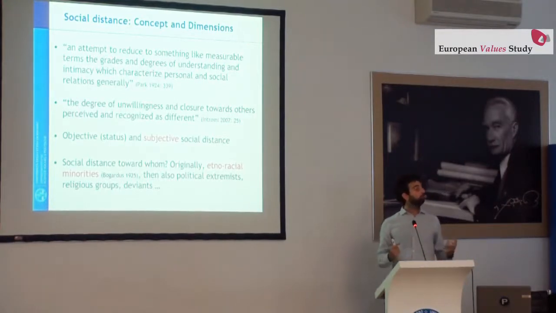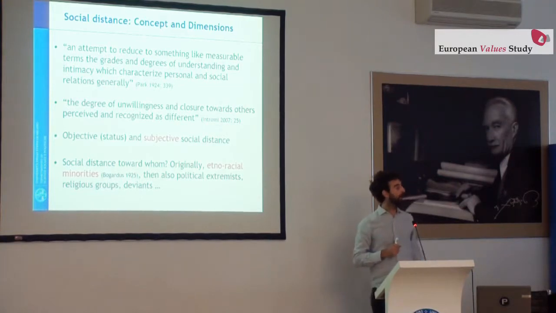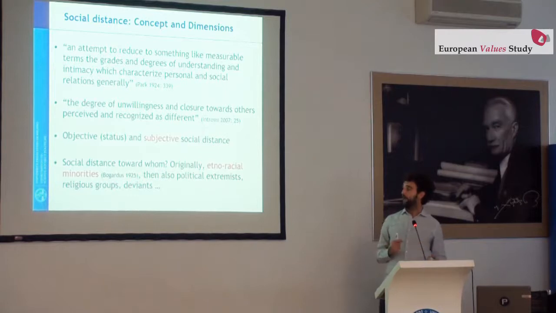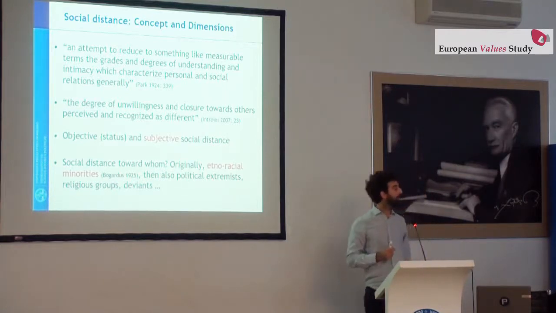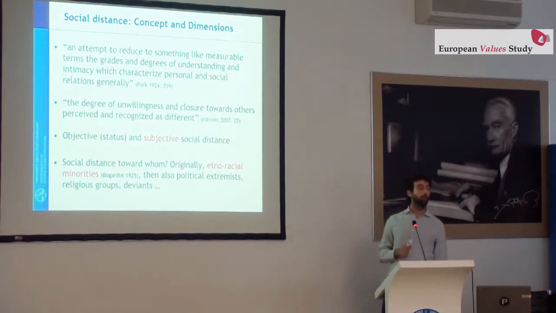Two main dimensions of social distance were recognized: a subjective one and an objective one. The European Values Study basically measured the subjective dimension of social distance, and the scale of social distance has a very long history, since the scale of Bogardus, thought for social distance toward ethno-racial minorities.